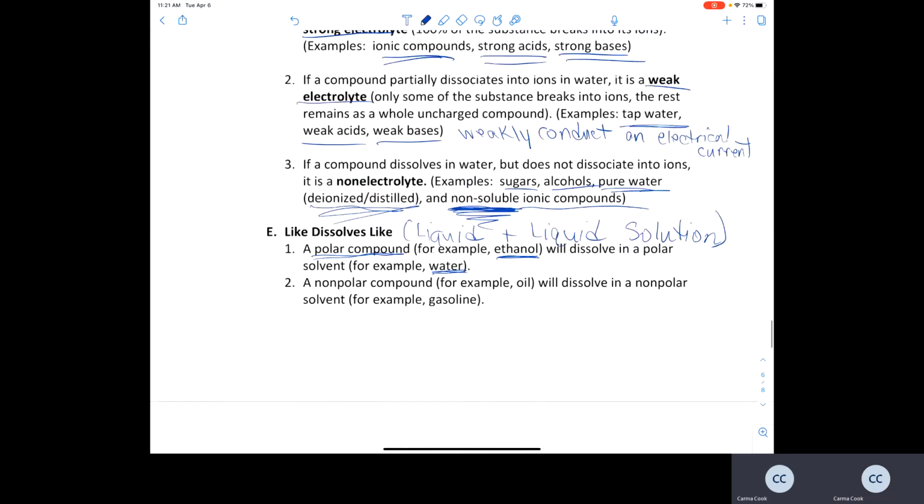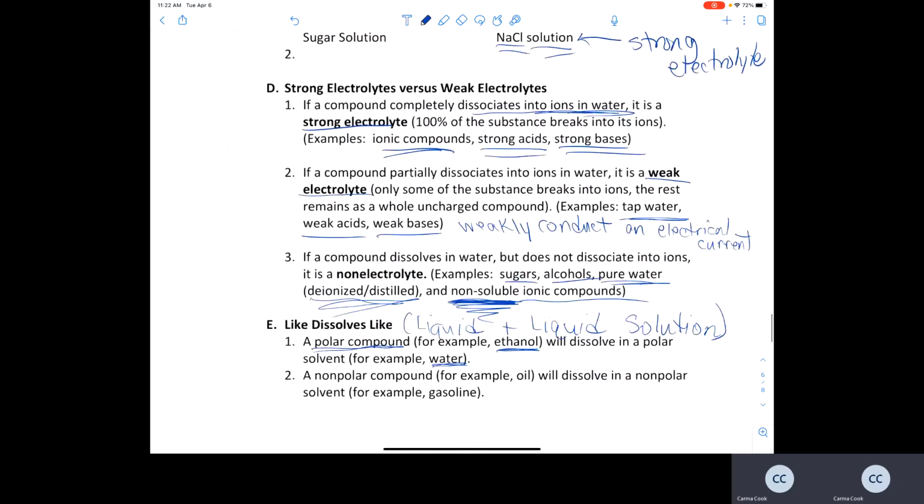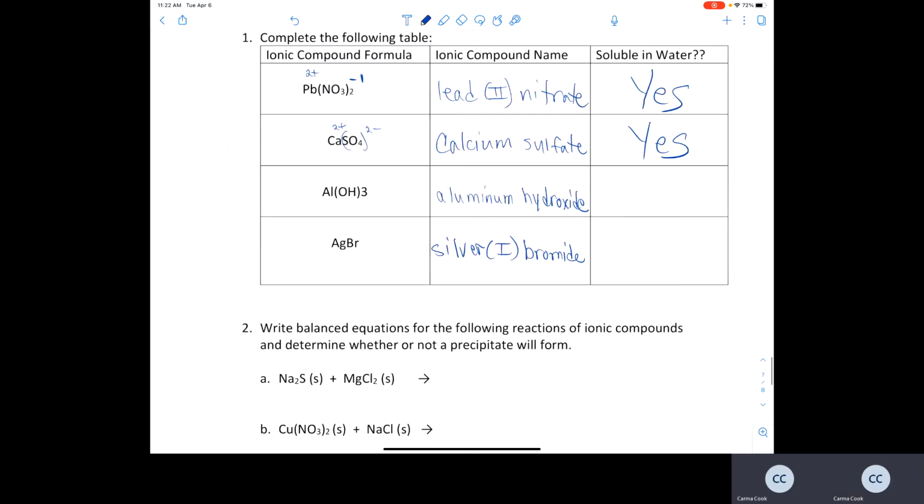And then aluminum hydroxide. Hydroxides rule: they're mostly insoluble unless the hydroxide is paired with a group 1 metal or an ammonium cation. Aluminum is not a group 1A metal and is definitely not the NH4+ polyatomic cation. So therefore, aluminum hydroxide is not soluble.